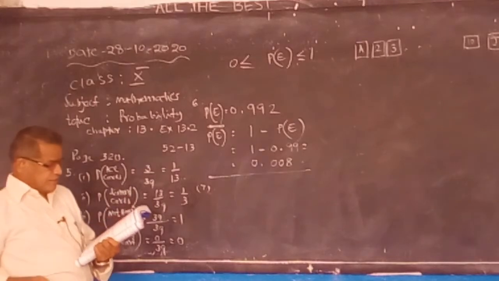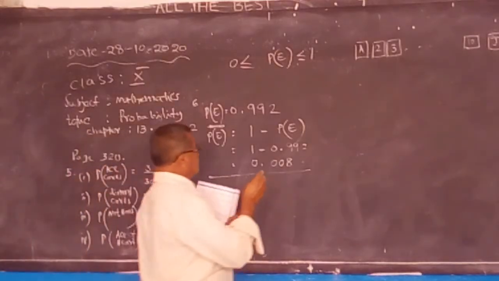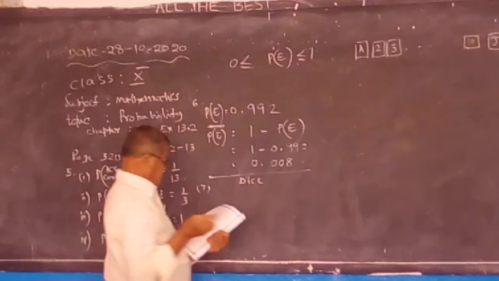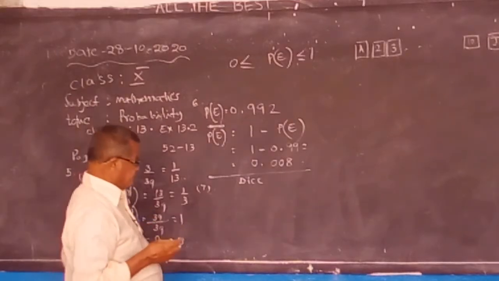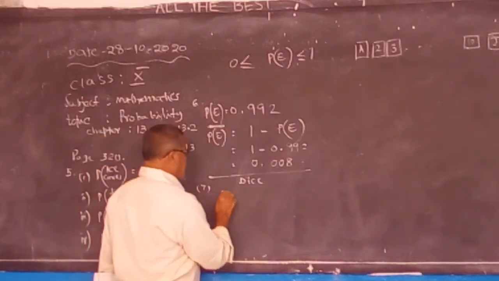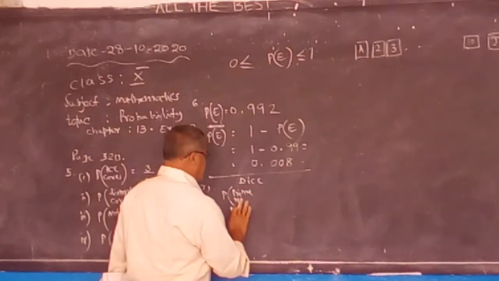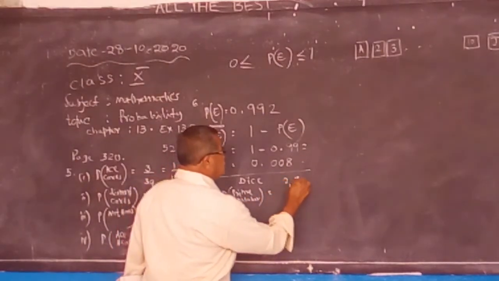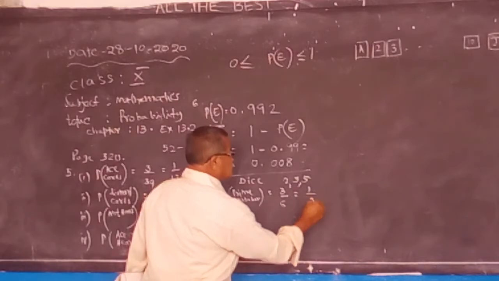What is the probability of selecting the outcome? A dice is rolled once. Find the probability of getting a prime number. This is the problem about dice. I already explained previously. Prime numbers are 2, 3, 5. So 3. Total number of outcomes are 6. So 1 by 2.